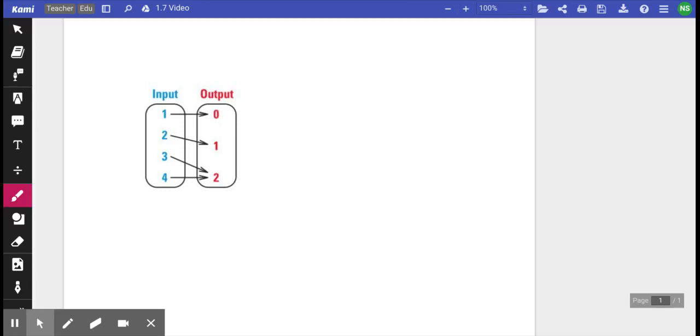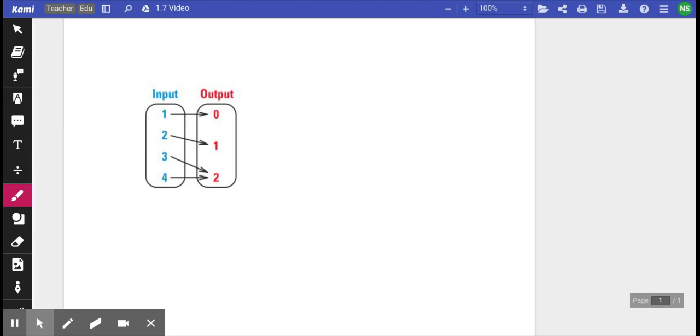All right, yesterday we started talking about 1.7, and you learned about functions and domain and range, how to tell if something was a function, and how to represent a function in a table. So today we're going to talk about a few more things. And the first thing we're talking about are mapping diagrams.